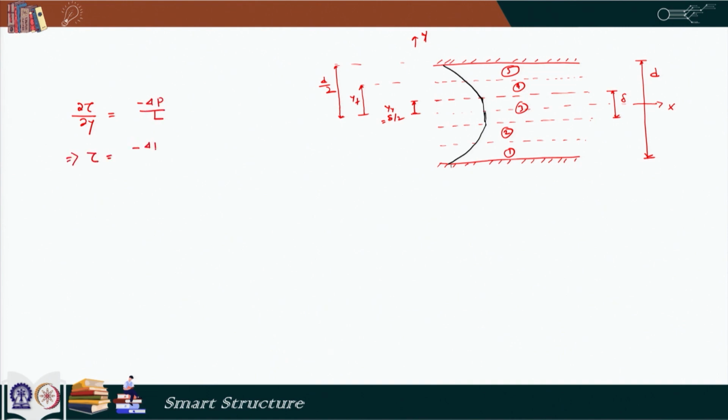Now, our governing differential equation is del tau by del y is equal to minus del p by L, same equation, and that gives us tau is equal to minus del p by L into y plus C1.